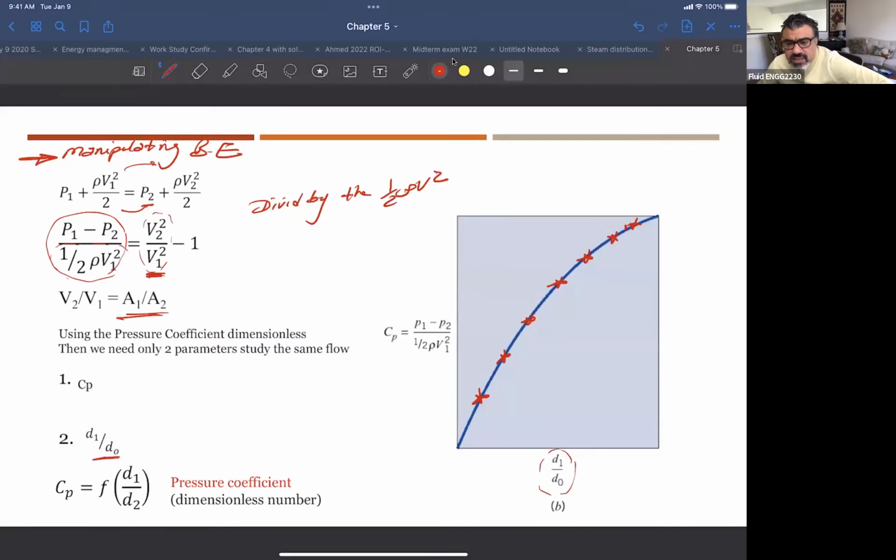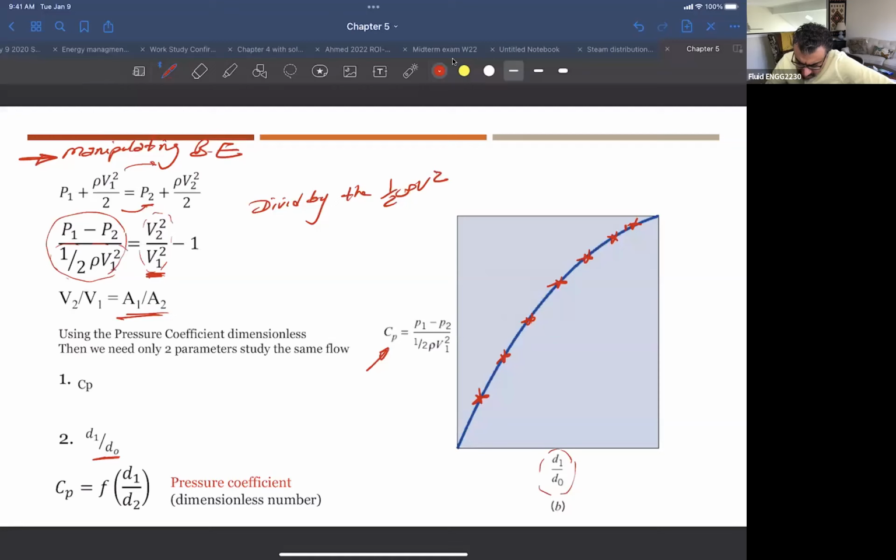For example, if the diameter of the pipe is 1 inch and the diameter of the orifice is 1/4, that means D1 over DO is 4, right? So how about if it's 16 inches and the diameter of the orifice is 4 inches, right? So it's 4 again, right? So for all cases where the D ratio is equal to 4, you will find a unique number for the pressure coefficient. Okay, so the idea here is minimizing the number of experiments. So this is the general idea of the non-dimensional way of looking at the experimental data.